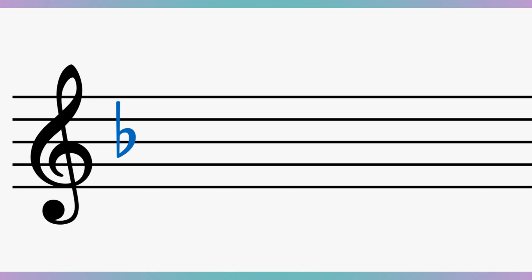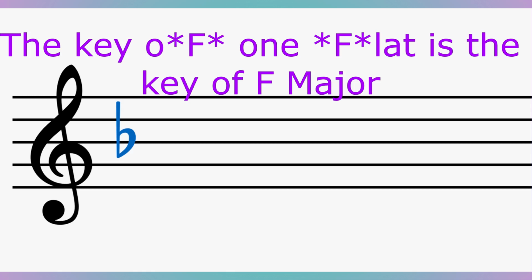Finally, there are 2 key signatures that don't fit our rules well. One is this key signature with only 1 flat. Remember, our flat rule is to go to the second to last flat to find our major key. Because I only have 1 flat, there is no second to last flat. It's a little silly, but I remember this one because the key of 1 flat is the key of F major.